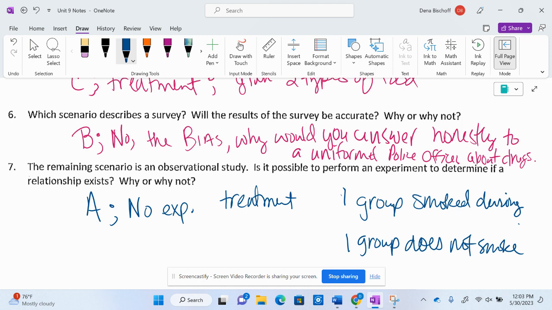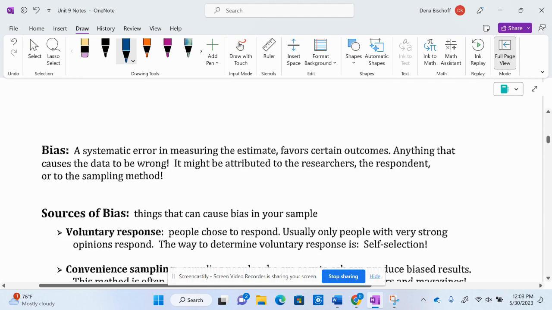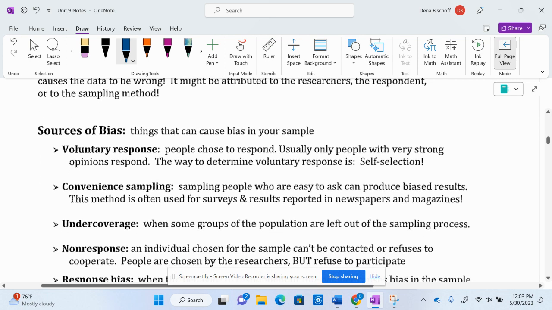Okay, flip over. Let's talk about bias. Bias is a systematic error in measuring the estimate that favors certain outcomes, anything that causes the data to be wrong. So, types of bias. Voluntary bias is when people choose to respond. Usually only people with very strong opinions respond. The way to determine voluntary bias is self-selection. Like I said, let's stand outside the Catholic Church and see what the opinion is of abortion.